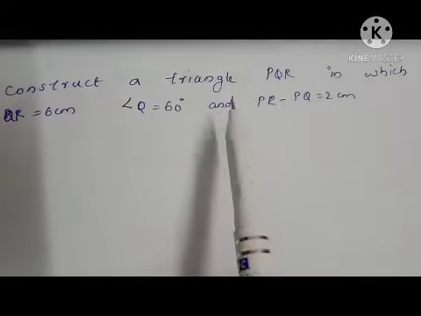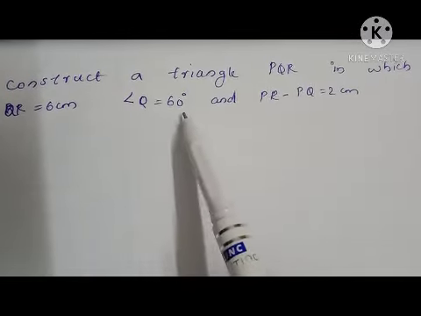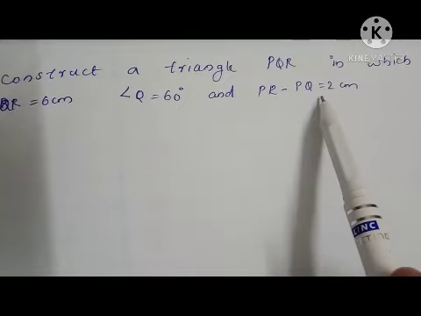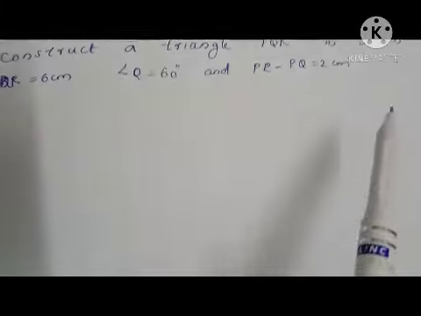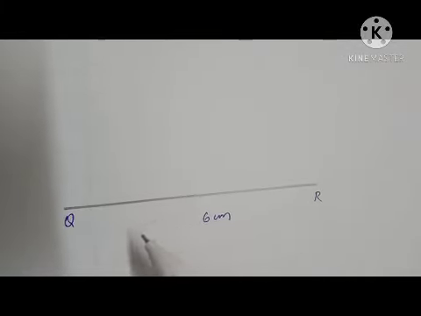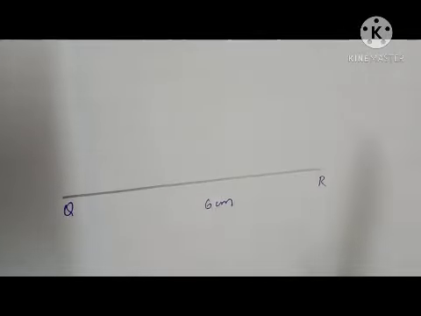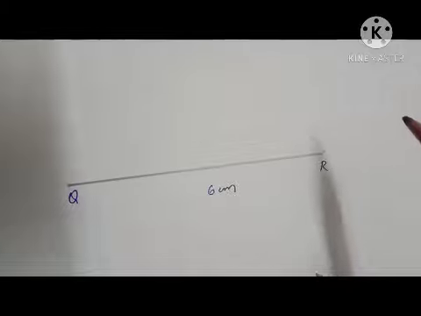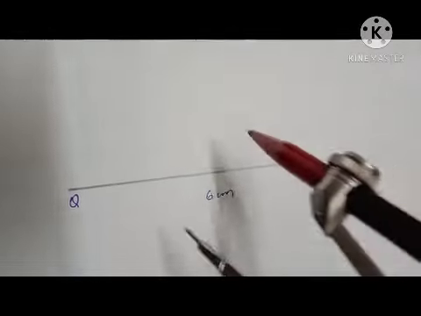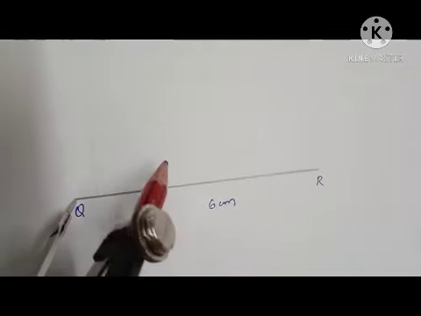Question number 3. Construct a triangle PQR in which QR is 6 cm, angle Q is 60 degrees and PR minus PQ equals 2 cm. Okay, here first we have to draw the base, which is given, QR equals 6 cm, by using a ruler. Then next we have to draw angle Q, by taking 60 degrees. For that we have to draw a 60 degree angle.